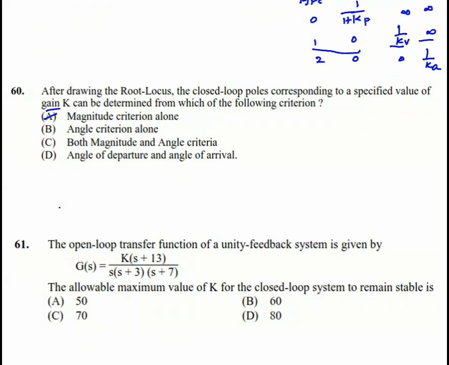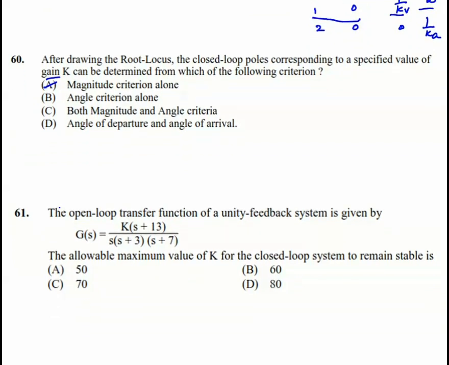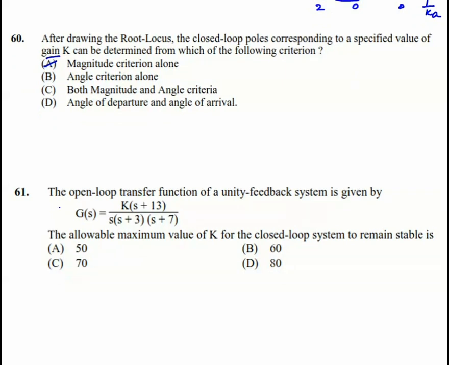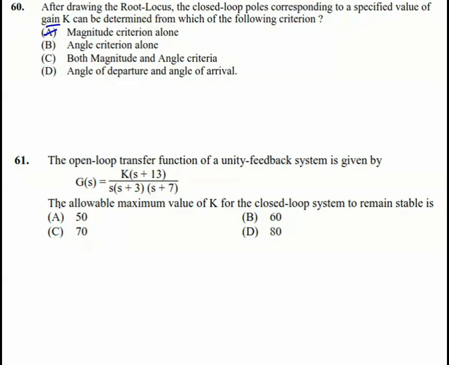And the next question: the open loop transfer function of a unity feedback system is given by G(s) = K(s+13) / [s(s+3)(s+7)]. What we need to find is the allowable maximum value of K for the closed loop system to remain stable. Here we will use the RH criterion. First we need to find the closed loop transfer function, which is K(s+13) divided by s(s+3)(s+7) + K(s+13).